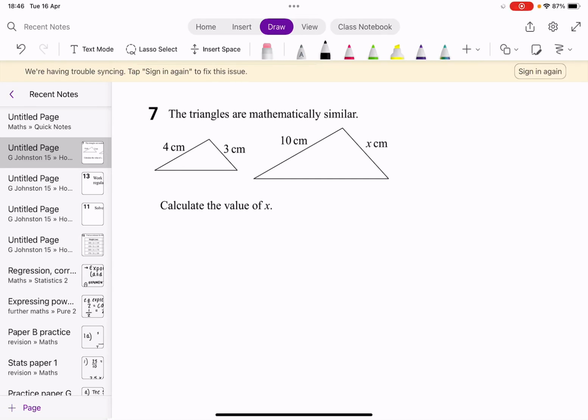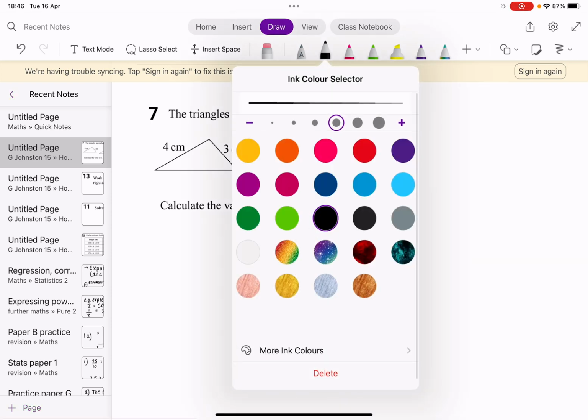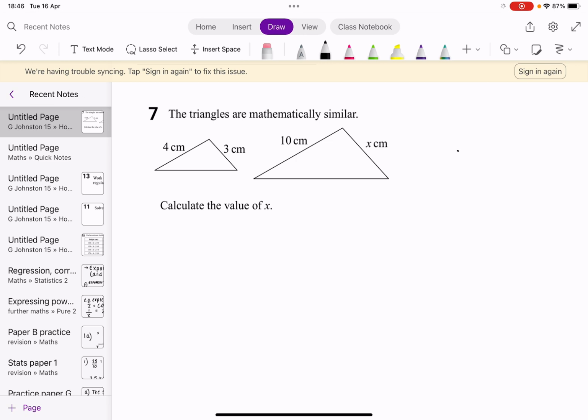Okay, here we have a question about similarity. When we have similarity, essentially what we're looking for is two corresponding sides. And in this case, I can see that the 4 centimetres and the 10 centimetres both are on that diagonal. So what I'm actually looking for is the scale factor to get from one to the other.